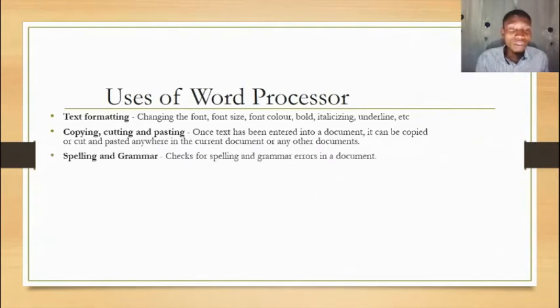So another thing you use it for is spelling and grammar. Word processor checks for spelling and grammar errors in a document. As you're typing a document, it's possible you can make some little errors. So the word processor checks those errors for you. When you're typing, you can see some underlined words in red. So that's the word processor checking your spellings and grammar.